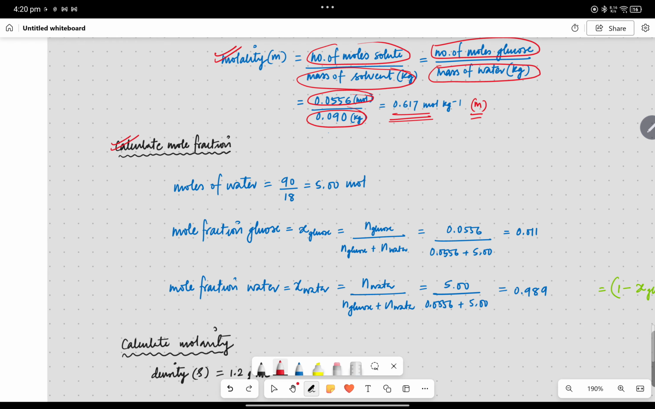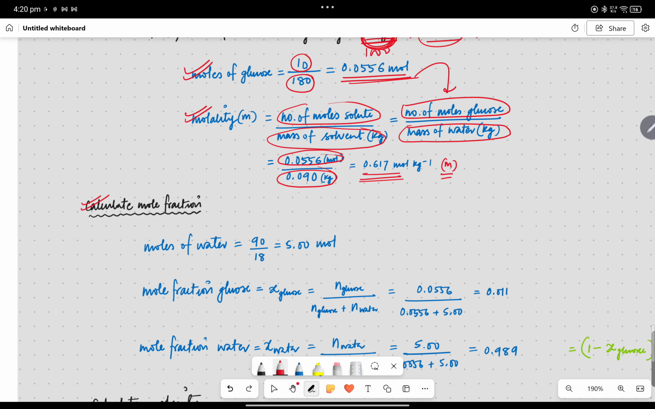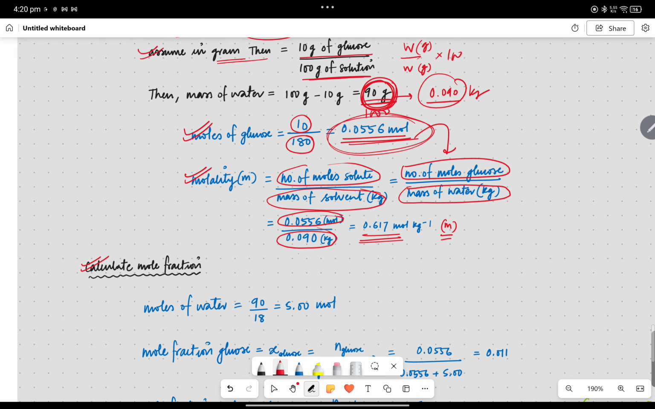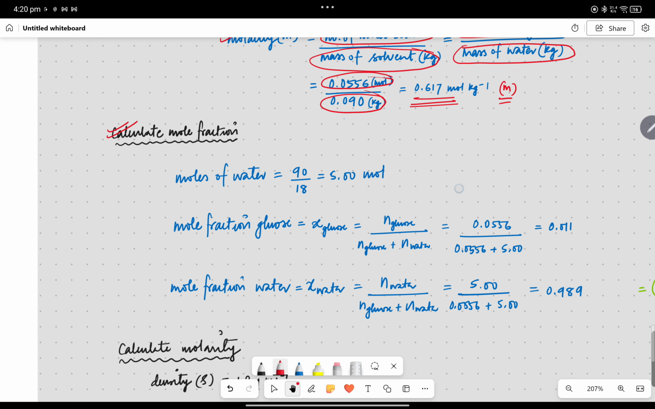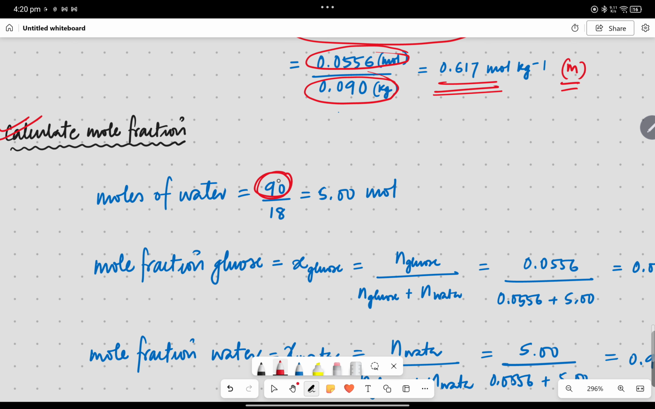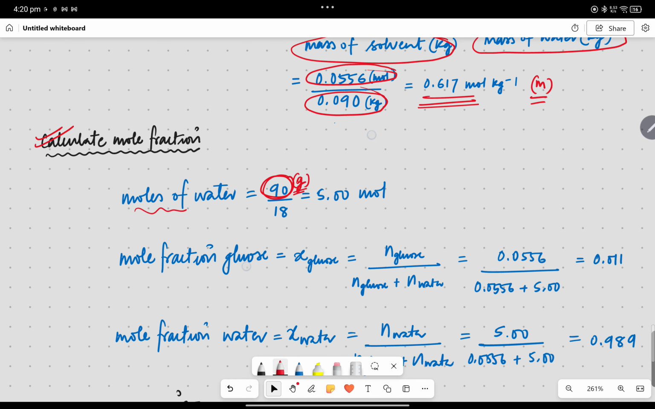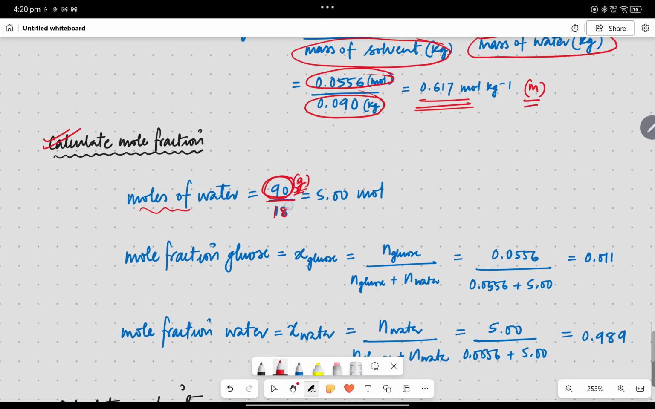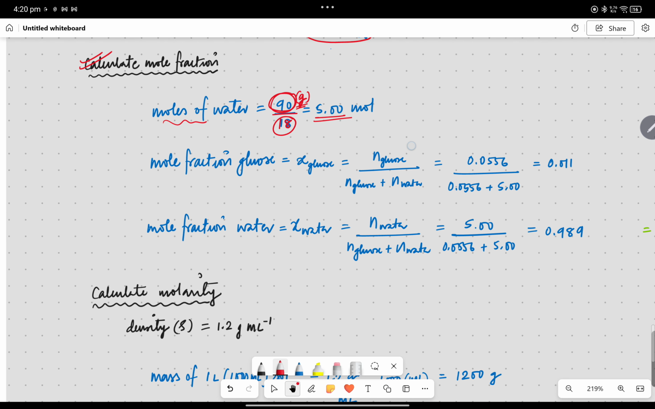Then we will come to this formula. So moles of glucose we know, we have calculated here. Moles of water we haven't calculated till now. So moles of water is simple. We know the mass of water is 90 gram. We have to take it in gram, otherwise you will get the wrong answer. Whenever you are calculating moles, you must take mass in gram. So 90 gram divided by molecular weight, that is 18, and you are going to get the moles of water, that is 5 moles, right?